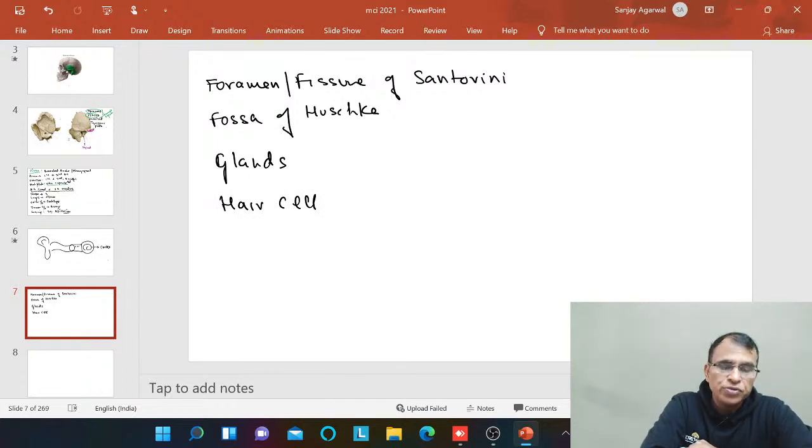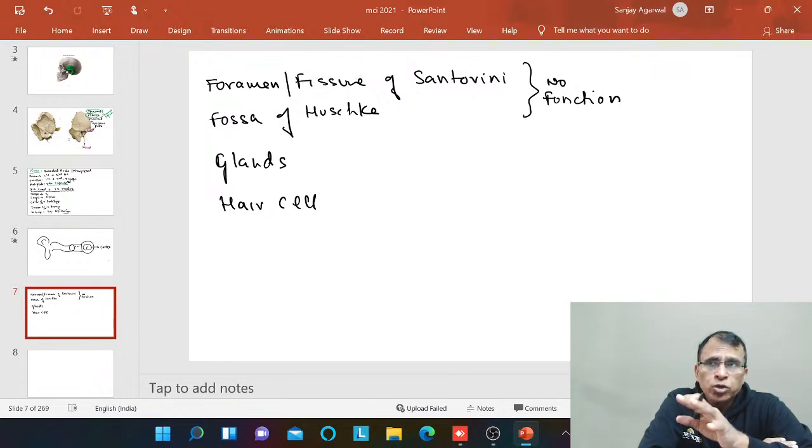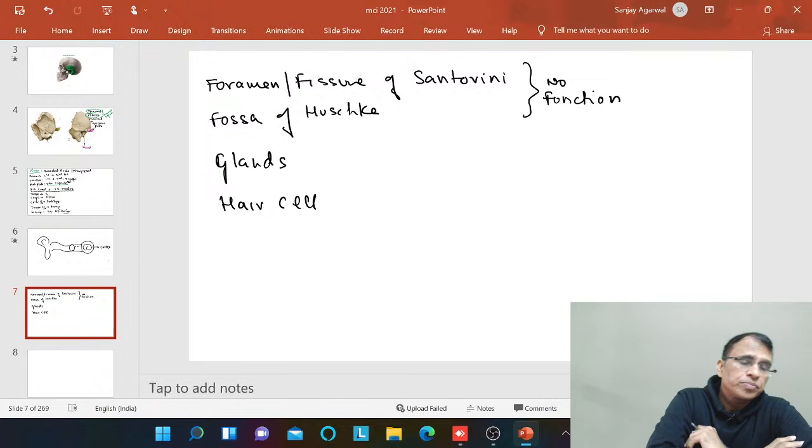Four things. Remember these four names. Now the first two have no function. If a structure does not have any function, it's useless for me or you, for anybody. At least we don't know if there is any function, as far as we know. But they still get asked in the exam.